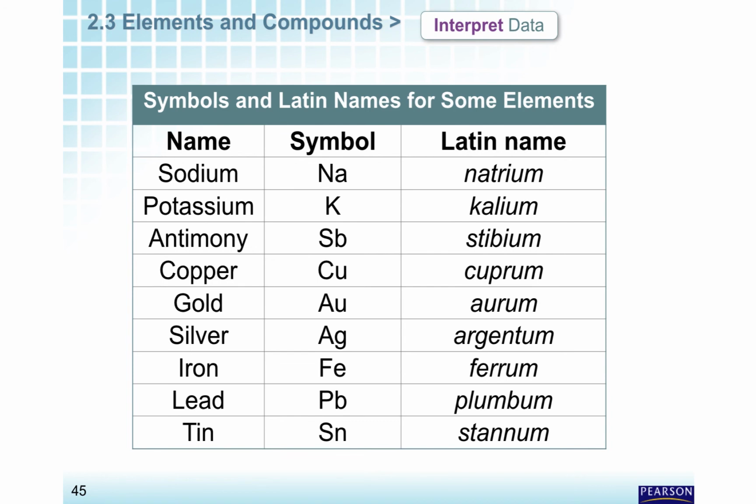There are some elements that do not have their symbols matching their name because their Latin names don't match. So for example, lead is Pb for plumbum, like the first pipes were made out of lead, like plumbers, so that's where that came from. Potassium is kalium, so that's K. Sodium is natrium, so that's Na. So they get their symbols from their Latin names.